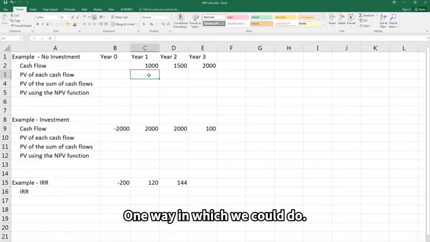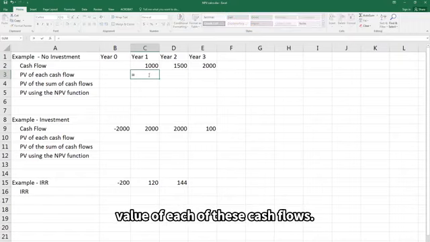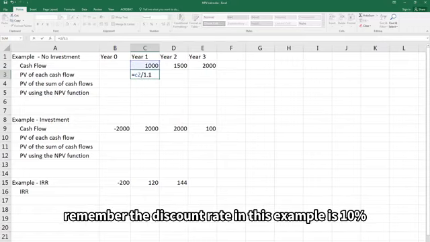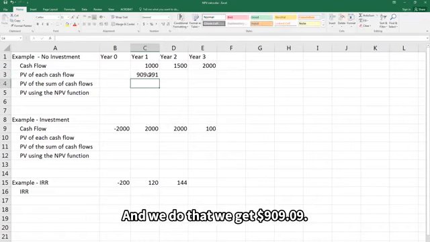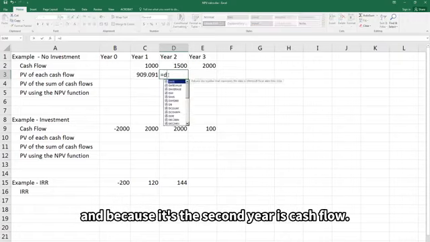One way in which we could do this would be to calculate the present value of each of these cash flows. So in this case, we could take C2 and we could divide it by 1.1, because remember the discount rate in this example is 10%. And when we do that, we get $909.09.